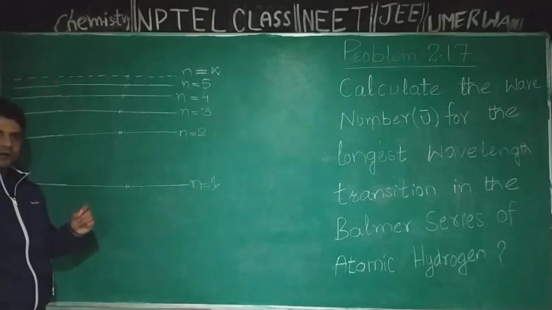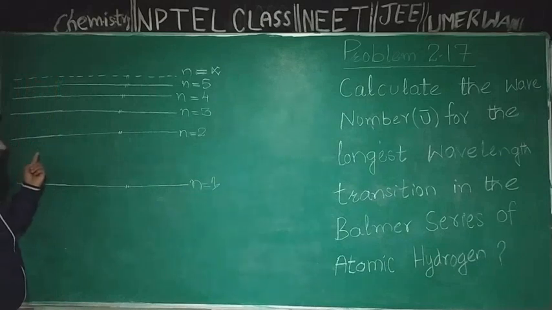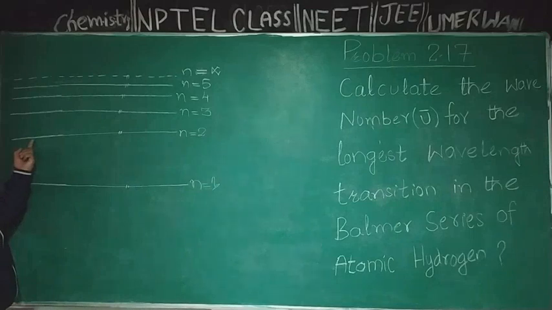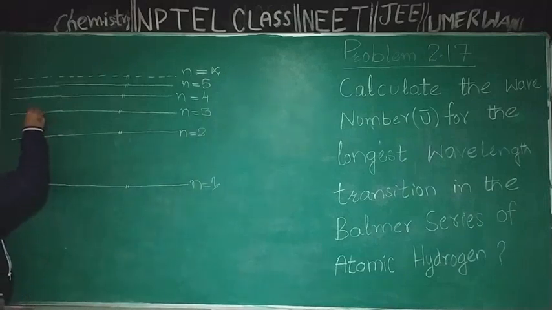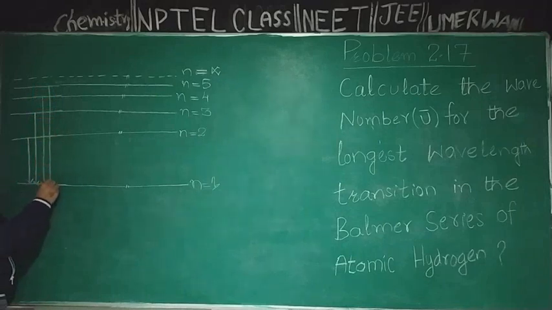Now, for any hydrogen atom, the excited electron will be present in n is equal to 2 and will return to n is equal to 1. For some other hydrogen atom, the excited electron will be present in n is equal to 3 and will directly come to n is equal to 1. Likewise, n is equal to 4 to n is equal to 1, n is equal to 5 to n is equal to 1, n is equal to infinity to n is equal to 1.